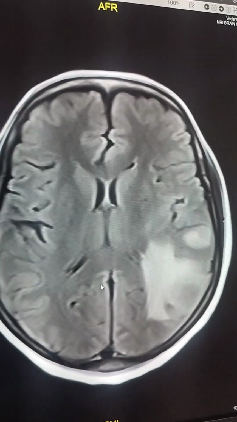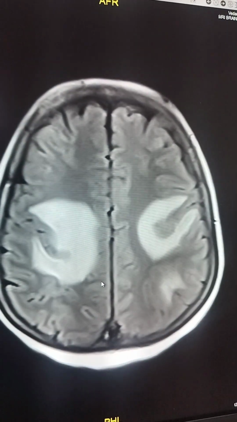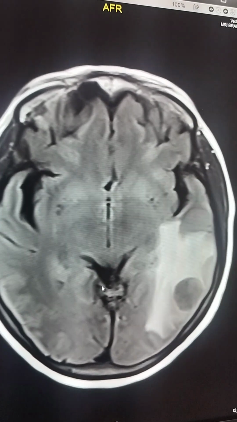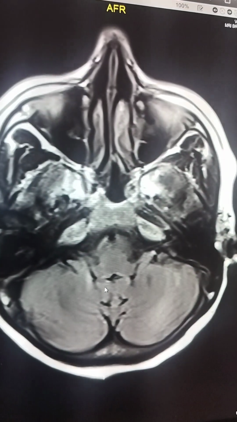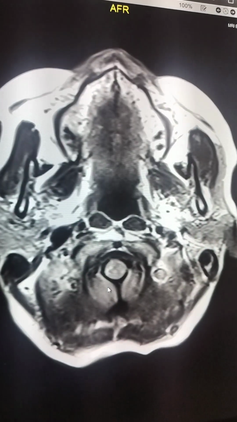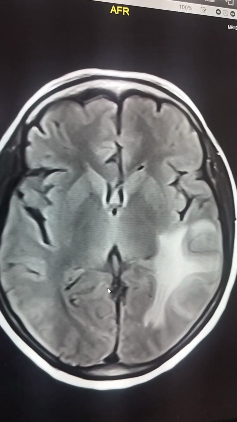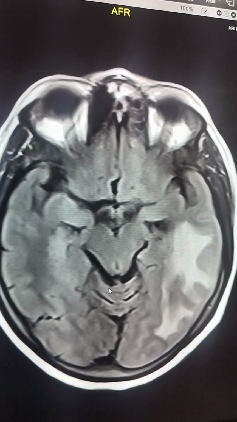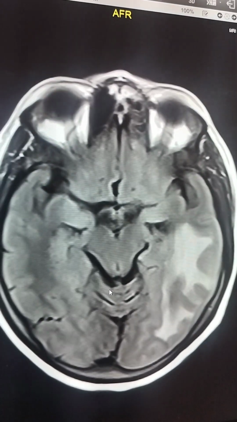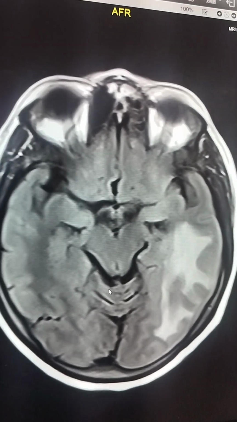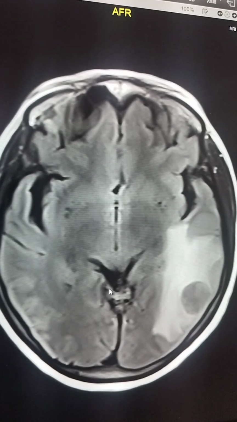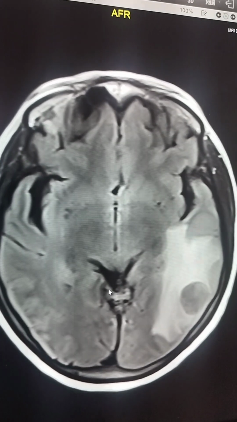What is our final conclusion? There are multiple intra-axial hemorrhagic metastatic deposits involving bilateral cerebral hemispheres, predominantly in the right parietal and left temporo-parietal region, with significant vasogenic edema and mass effect. As it is a known case of primary lung carcinoma, hemorrhagic metastasis is our first differential diagnosis.